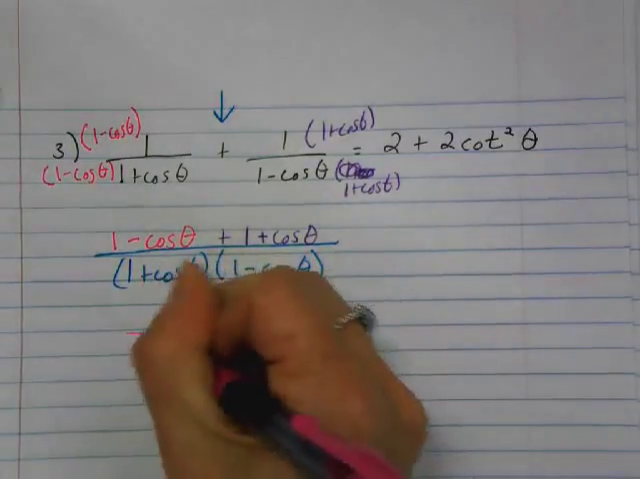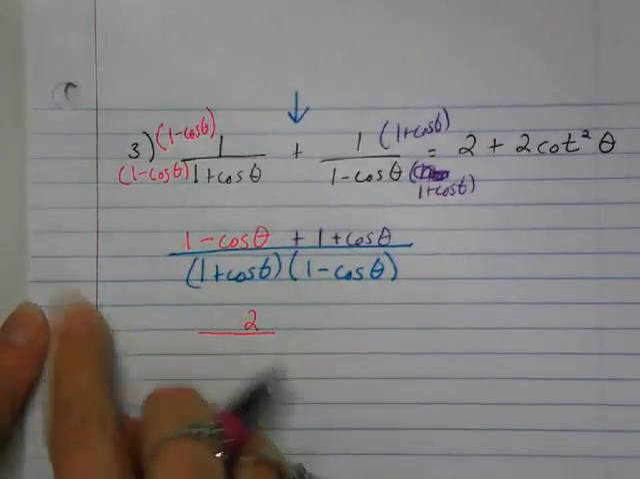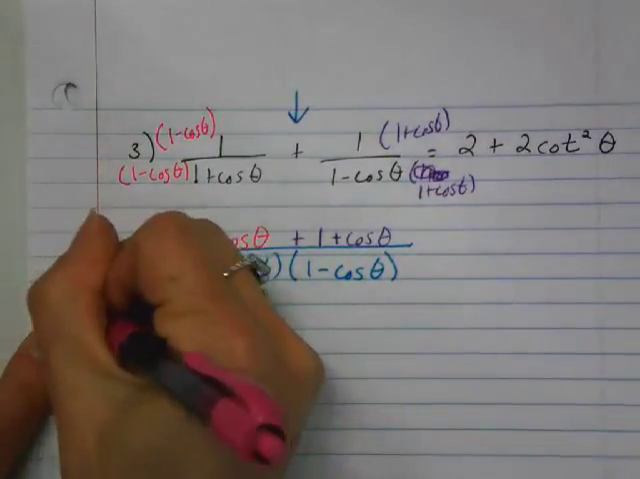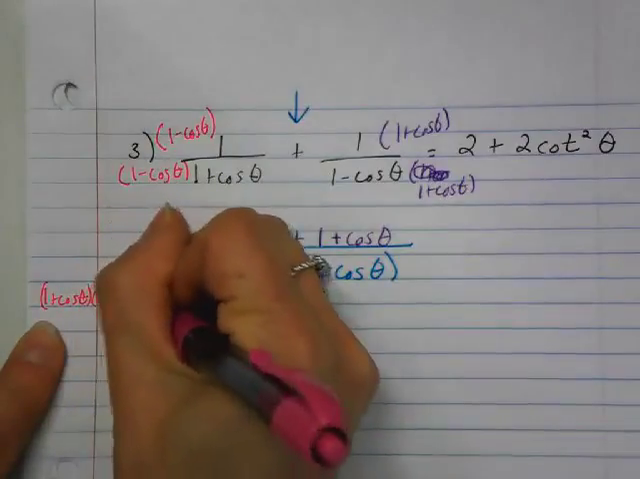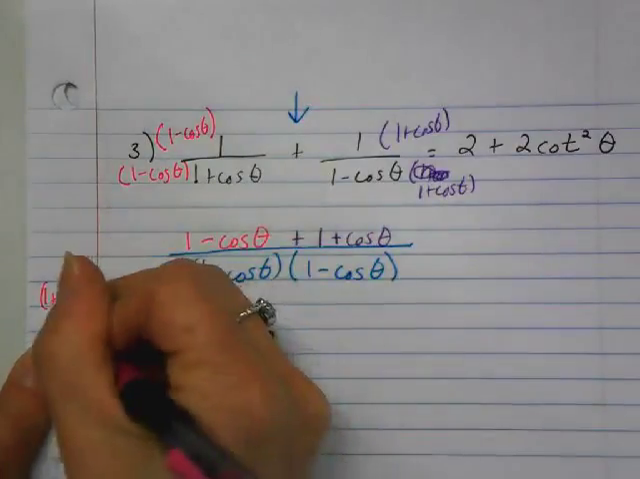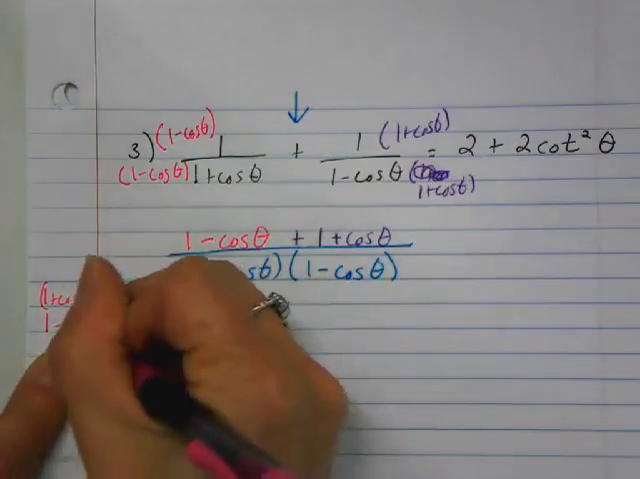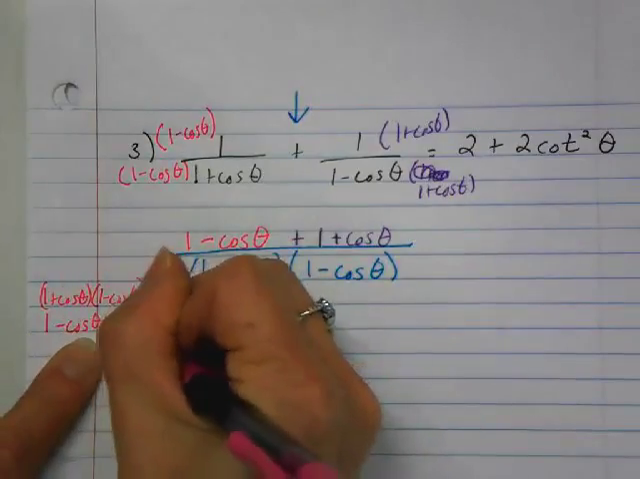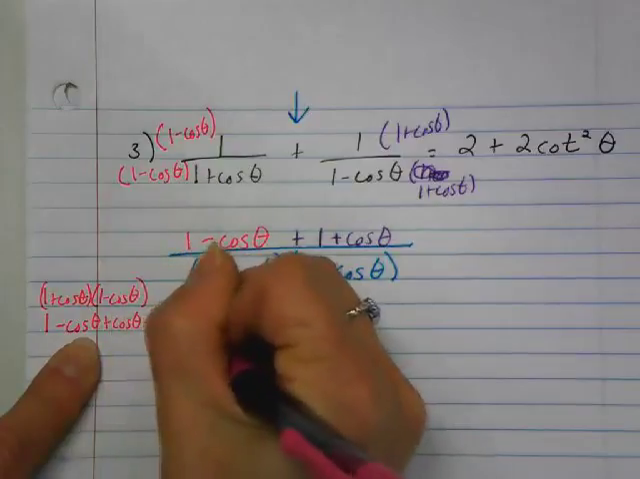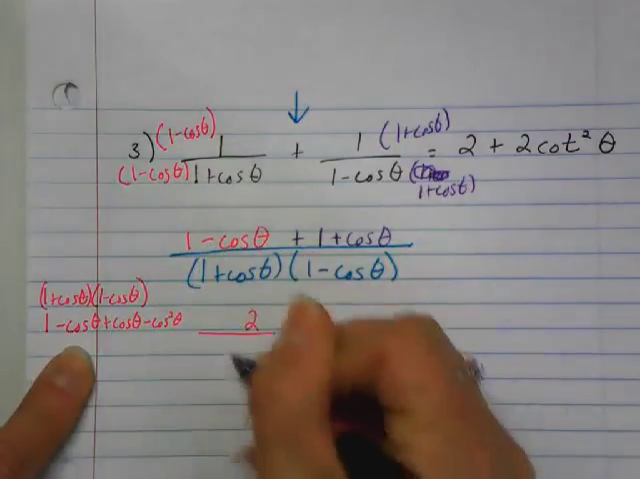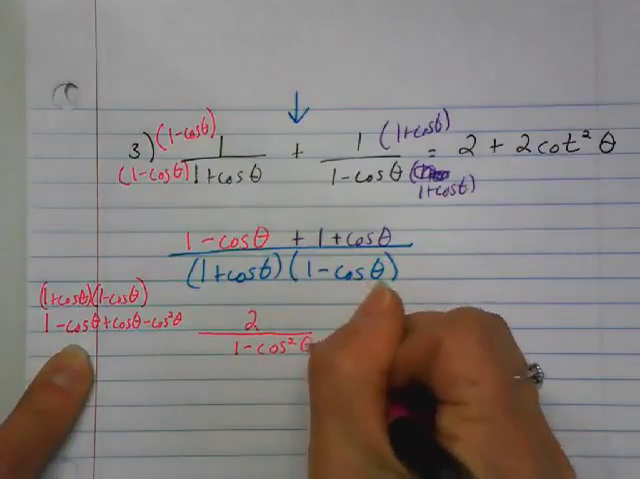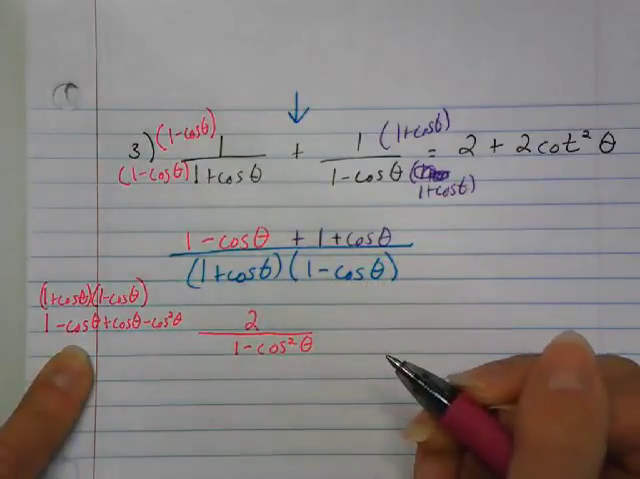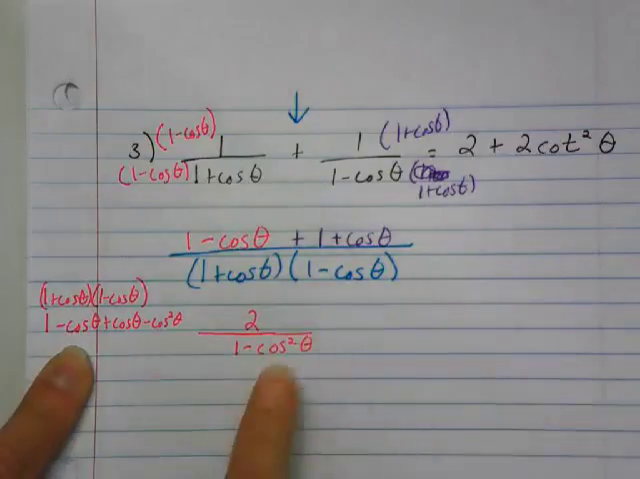So if you need to, again, come over here to the side and do 1 plus the cosine of theta times 1 minus the cosine of theta, and let's FOIL. So I get 1 minus cosine theta plus cosine theta minus cosine squared theta, which gives me 1 minus the cosine squared of theta. Huh. Well, maybe he's a Pythagorean identity, right? Because he's a cosine squared.